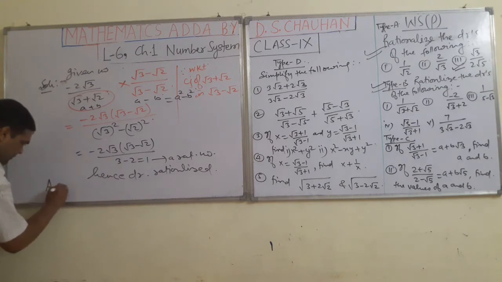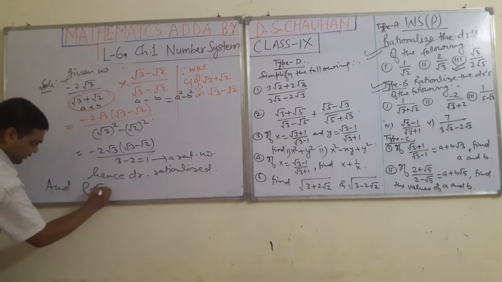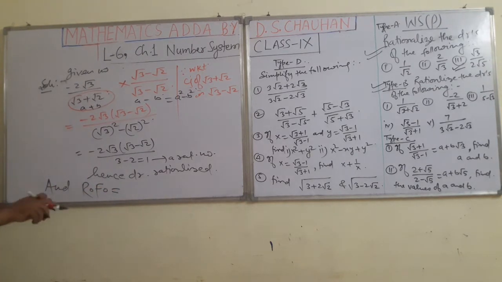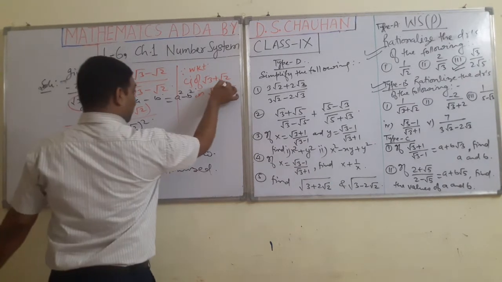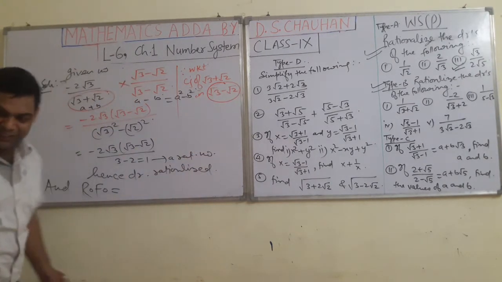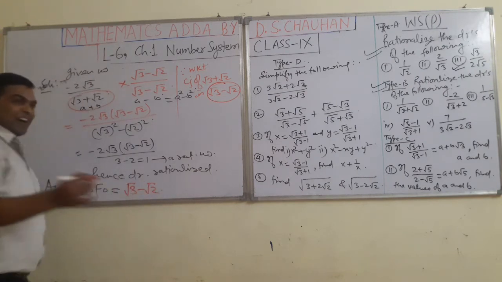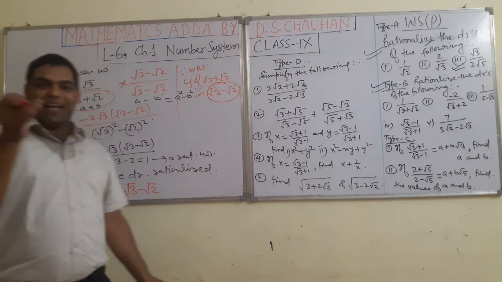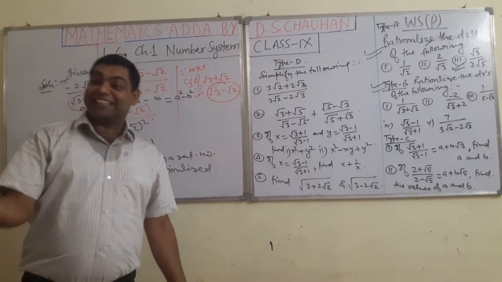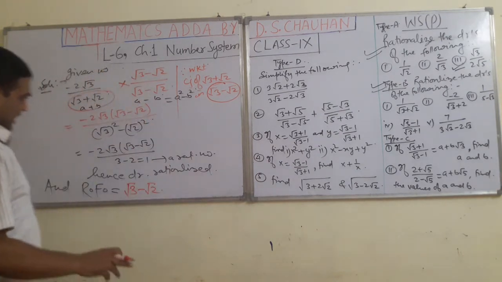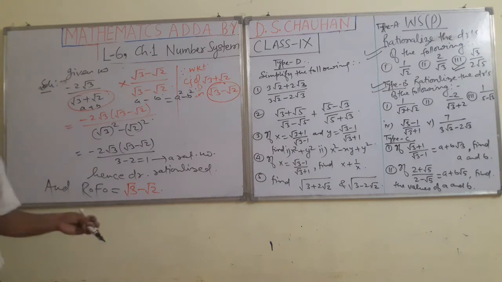And rationalizing factor, what is the rationalizing factor? The rationalizing factor is root 3 minus root 2. It is that factor which is responsible to make an irrational number a rational number. I hope it is clear to all of you easily.